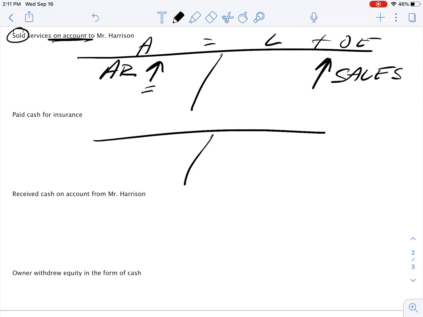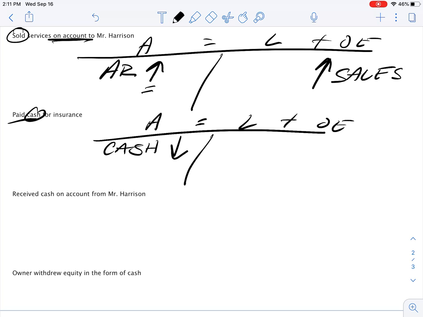Paid cash for insurance. Well, take a look here. We have assets equal liabilities plus owner's equity. Paid cash. We know that we're going to use our cash account, and we know that paid is going to be a decrease. But insurance, what is insurance? Insurance is a weird one. It's technically an asset. You might confuse it and think it's an expense, but it's not. It's actually an asset because we haven't used it.